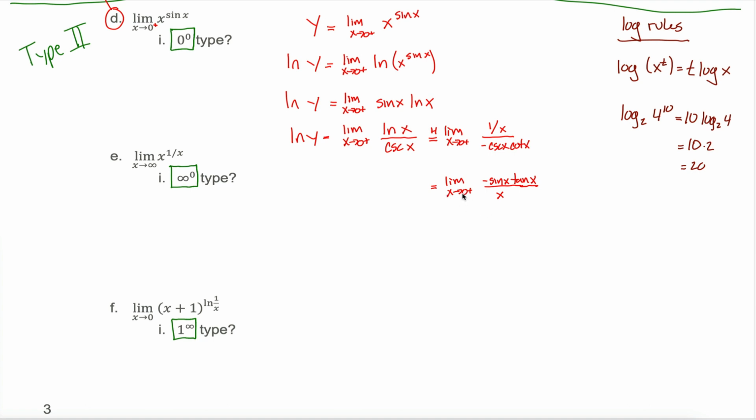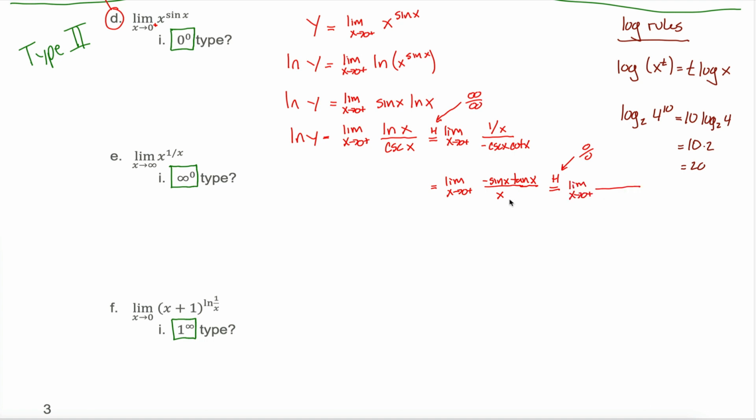If we change all our x's into zeros, the bottom's going to be 0. If we change all our x's into zeros, because sine of 0 equals 0, the top's going to be 0. This is still an indeterminate type. It's a 0 over 0 indeterminate type, unlike this one that was the infinity over infinity indeterminate type. So I can use L'Hopital's rule one more time.